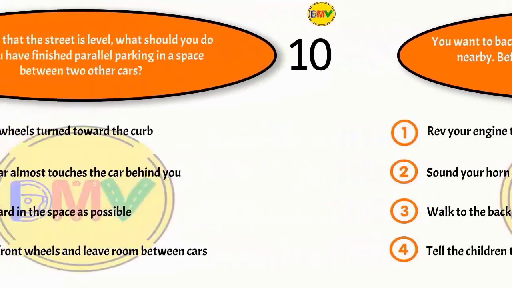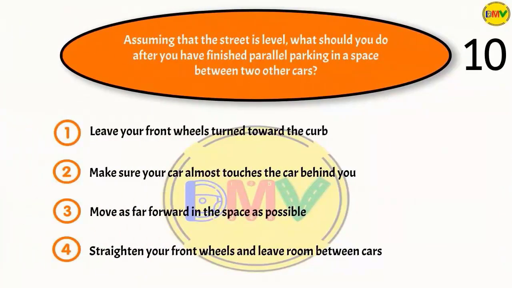The question 10. Assuming that the street is level, what should you do after you have finished parallel parking in a space between 2 other cars? 1. Leave your front wheels turned toward the curb. 2. Make sure your car almost touches the car behind you. 3. Move as far forward in the space as possible. 4. Straighten your front wheels and leave room between cars.